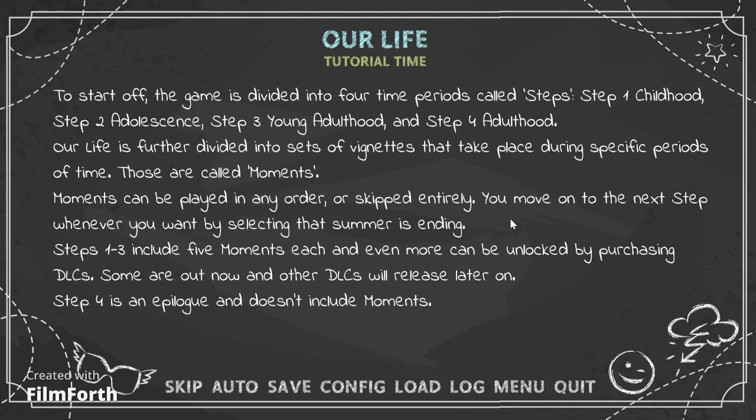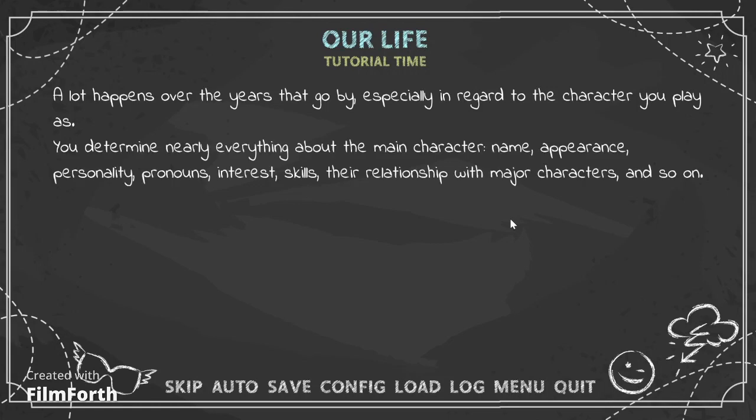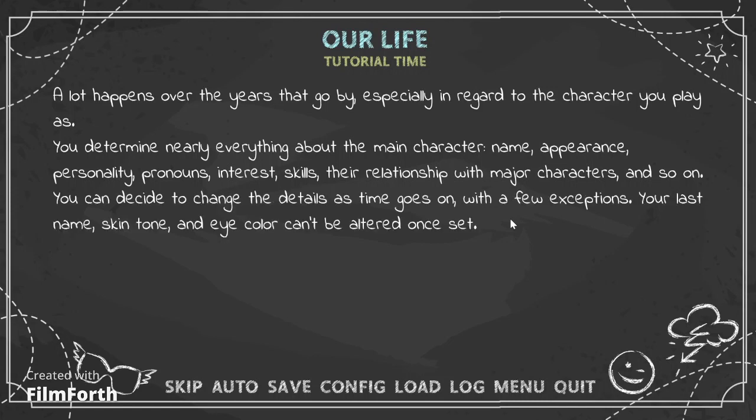Step 4 is an epilogue. It doesn't include moments. A lot happens over the years that go by, especially in regard to the character you play as. You determine nearly everything about the main character: name, appearance, personality, pronouns, interests, skills, their relationships with major characters, and so on. You can decide to change the details as time goes on, with a few exceptions. Your last name, skin tone, eye color can't be altered once set.